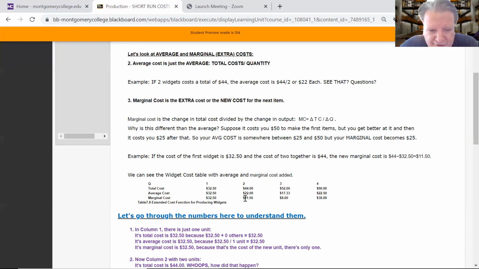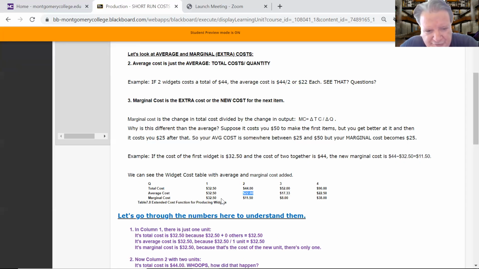But again, your marginal cost is your new cost. Notice how if you have a lower new number, it's going to drag the average down. Does that make sense? Because your average is made up of all the numbers. When you only have $32.50, the average is going to be $32.50. But when you add a lower number, it's going to make your average go down because now we're adding a big number with a small number. And the average number between them is going to be smaller.